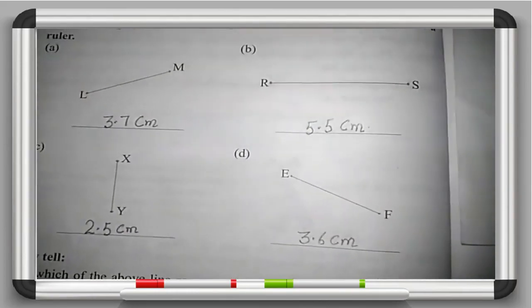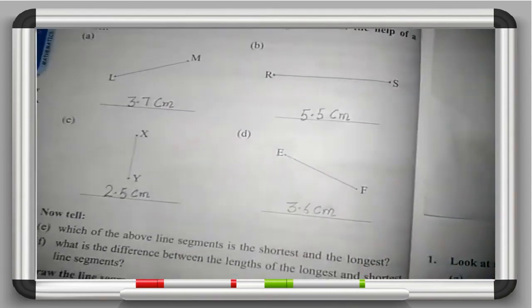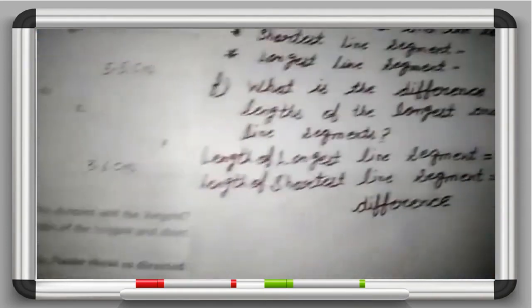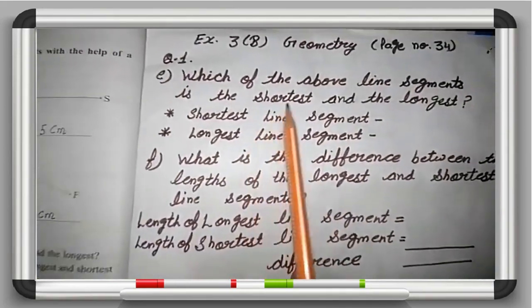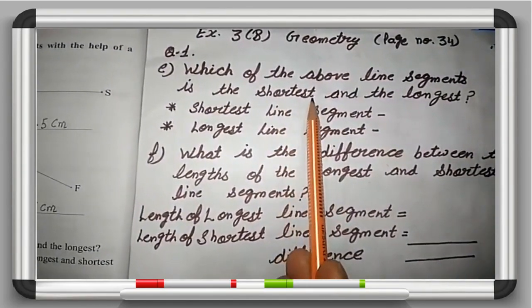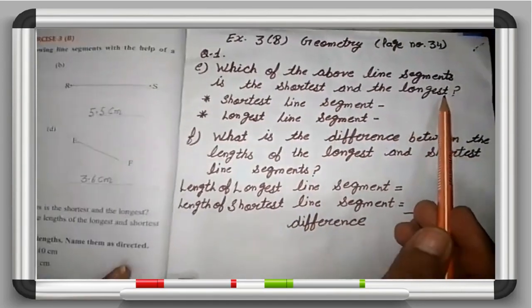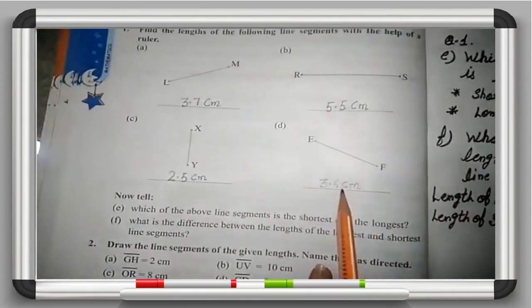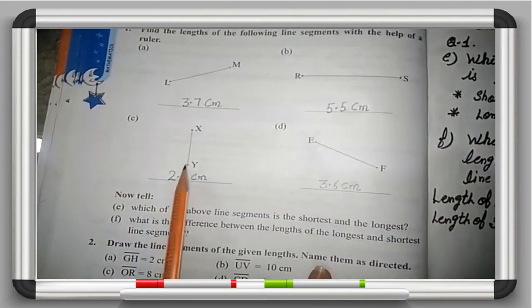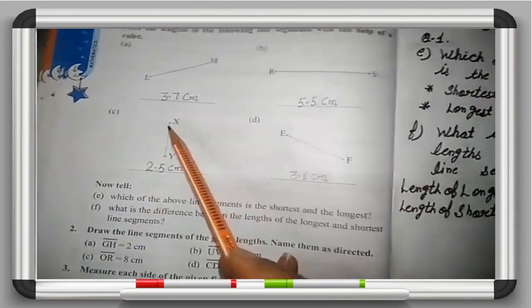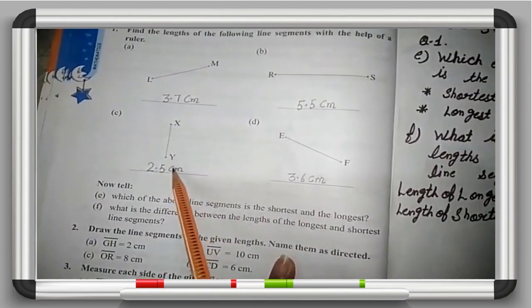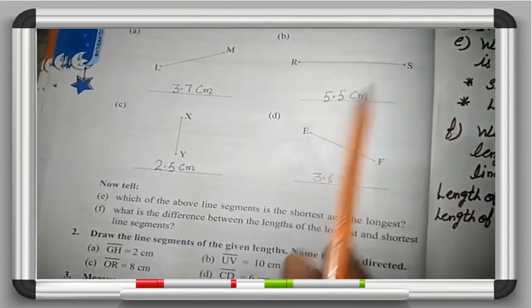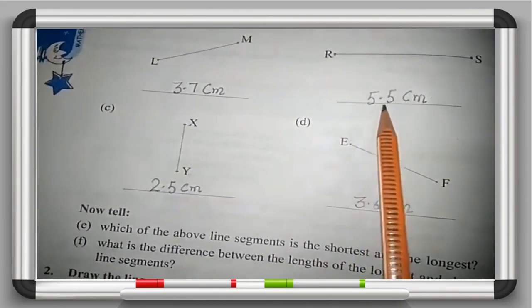Okay. Now beta, we have another question in E part, that is which of the above line segments is the shortest and the longest. So beta, here shortest means सबसे छोटा, and longest means सबसे बड़ा. Now we will see which is the shortest line segment: 2.5 centimeter length is shortest. So XY line segment is the shortest, and the longest line segment is RS, because its length is 5.5 centimeter.